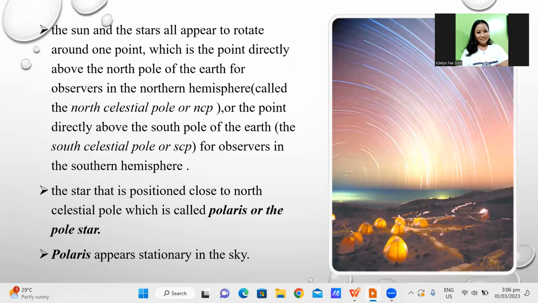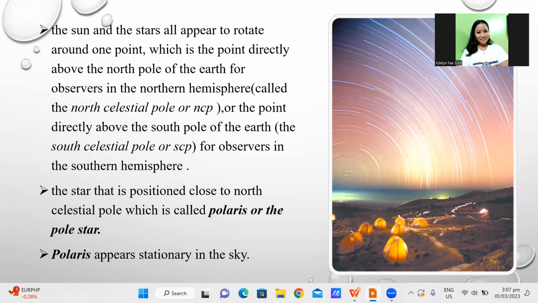So we proceed now to another important point: the sun and the stars all appear to rotate around one point, which is the point directly above the North Pole of the Earth for observers in the northern hemisphere, called the North Celestial Pole or NCP, or the point directly above the South Pole of the Earth, the South Celestial Pole or SCP, for observers in the southern hemisphere.